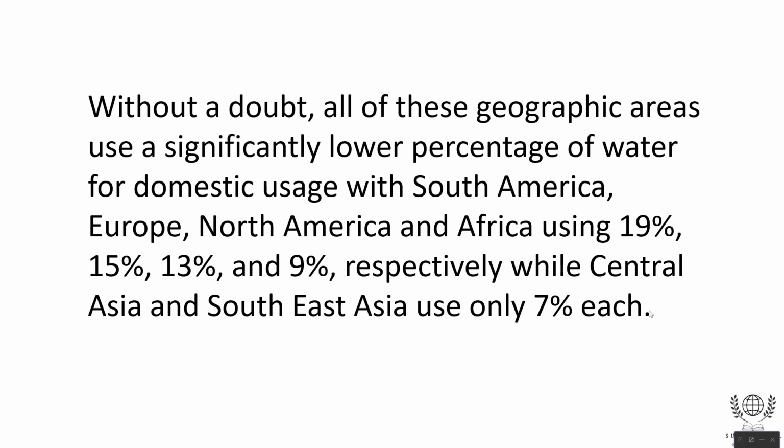Without a doubt, all of these geographic areas use a significantly lower percentage of water for domestic usage, with South America, Europe, North America, and Africa using 19%, 15%, 13%, and 9% respectively, while Central Asia and Southeast Asia use only 7% each. Right? Again, we're using 7% each because we're talking about the same statistic for 2 countries. And we were able to use just one sentence. And again, the subordination while here to combine both of these trends.